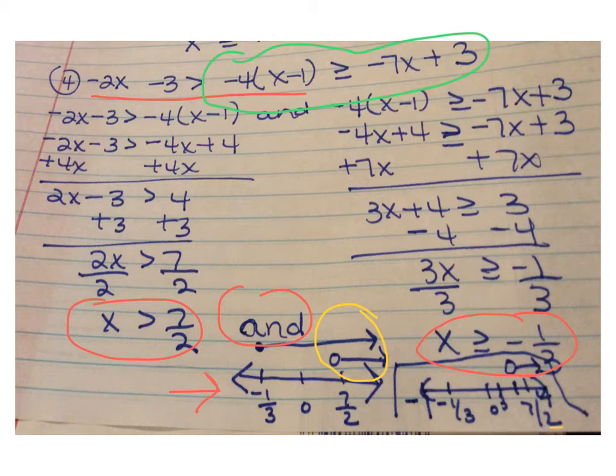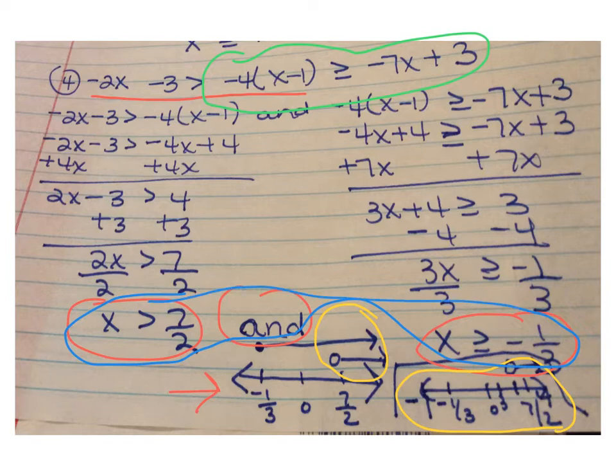So if you'll notice, here's my final graph, my final answer. And what I would have to put on my semester exam on the answer blank, I would put this part here, x is greater than 7/2, and x is greater than or equal to negative 1/3, and then I would put this actual graph as my answer. Okay?